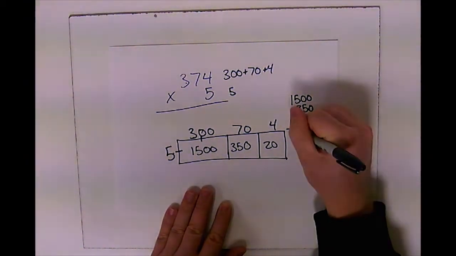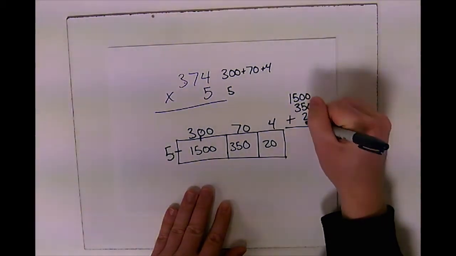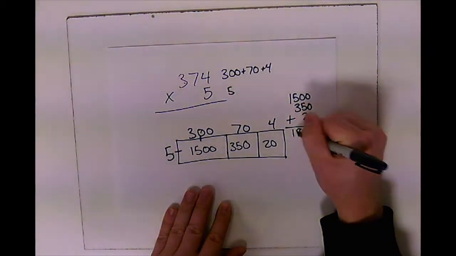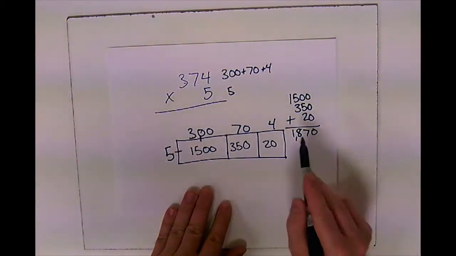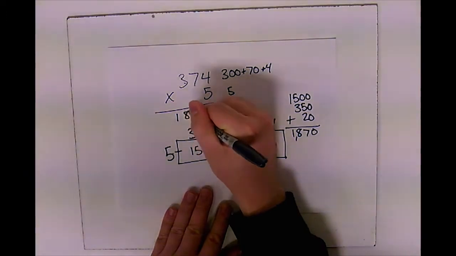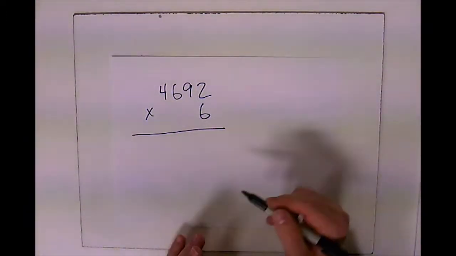So once I line them up, I'm going to add them. It's kind of like expanded form. I'm just going to go straight down and add these numbers. So 374 times 5 is equal to 1,817.